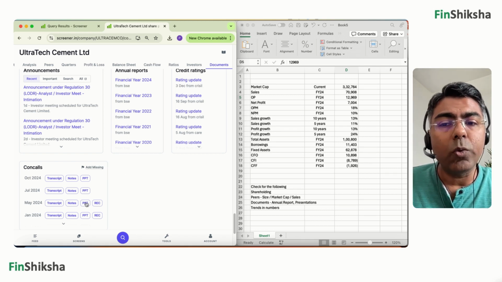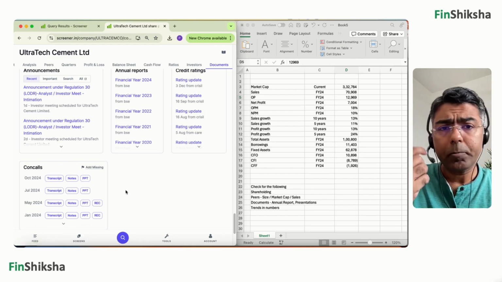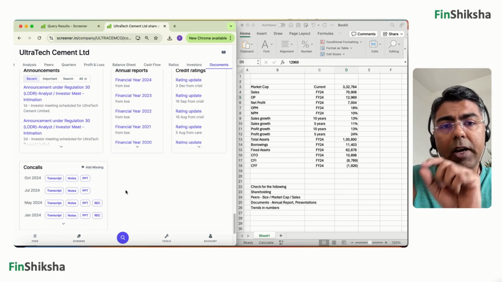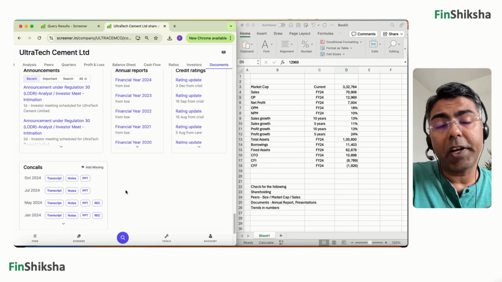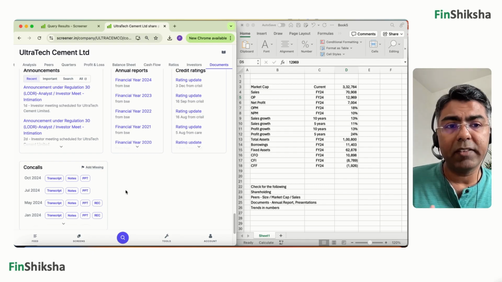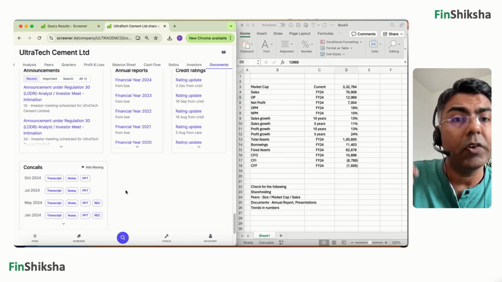Some of those answers would be available in these PPTs, in these transcripts, in these documents, etc. And then, as I said, you want to look at trends in numbers. कोई number कहाँ से कहाँ जा रहा है over a period of time. What has been the sales growth, what has been the profit growth, what kind of movement has happened in the business. That's what you want to kind of consider.